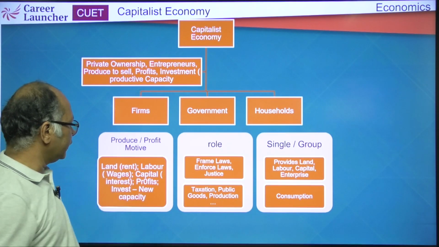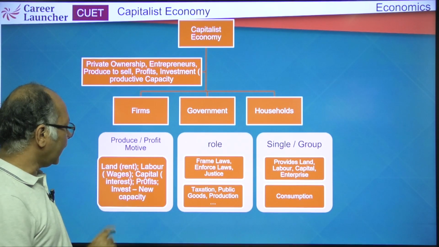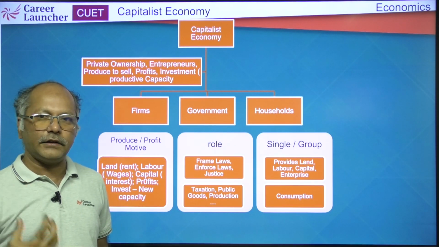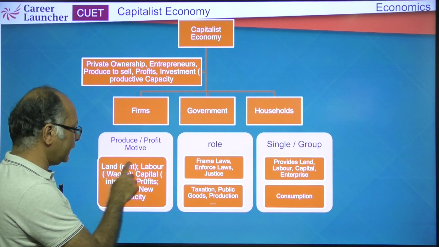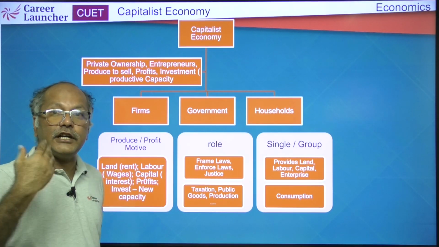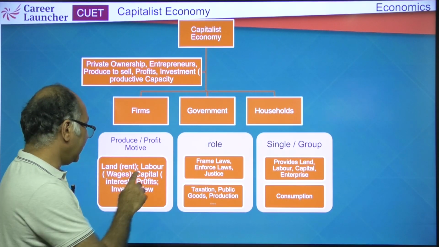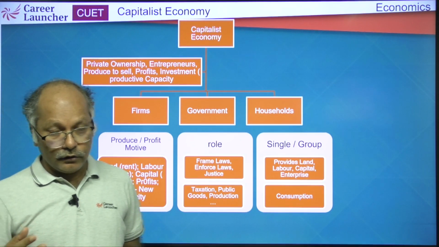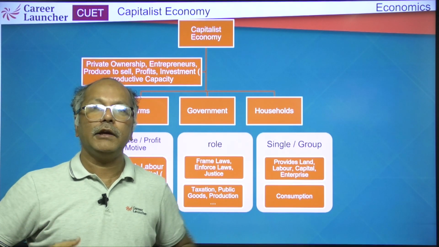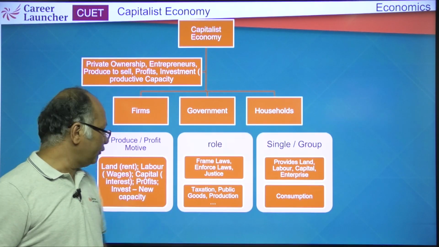Now, the firm's motive is to produce and make profit. That's the simple motive. And what do they use? The factors of production, which we call land, labor, capital. In exchange for land, they pay rent. For labor, wages. As a return for me giving my efforts to make sure that production is happening, the firm will give me wages.